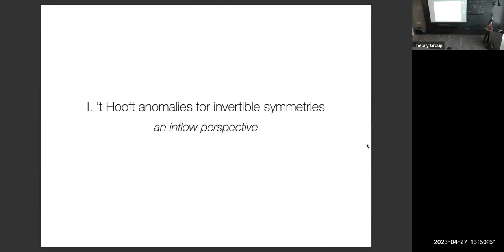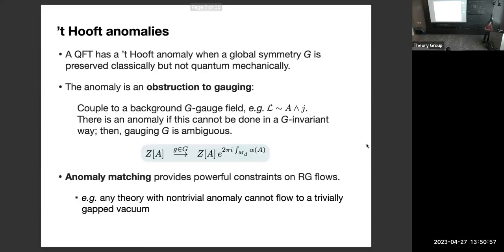Okay, so first let's discuss 't Hooft anomalies for invertible symmetries, and specifically I want to focus on the perspective of anomaly inflow. So a quantum field theory has a 't Hooft anomaly when a global symmetry is preserved classically, but not quantum mechanically. Of course, in this talk, I'm focusing pretty much exclusively on global symmetries.